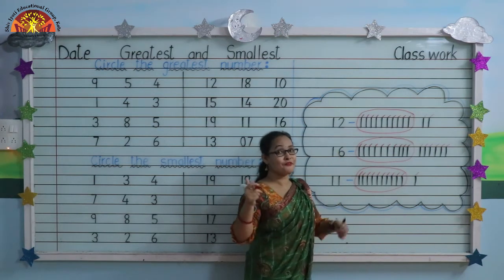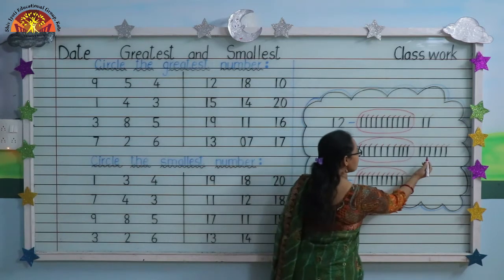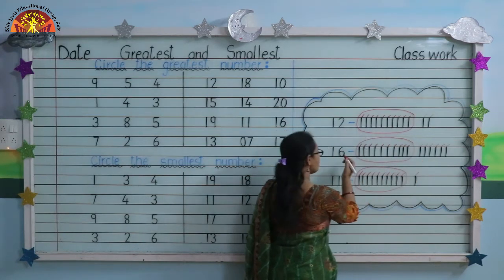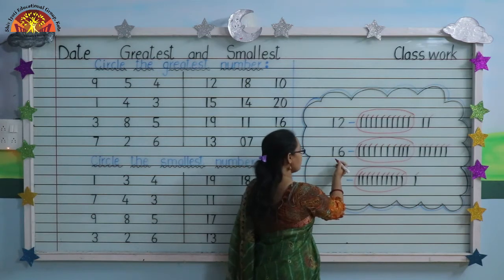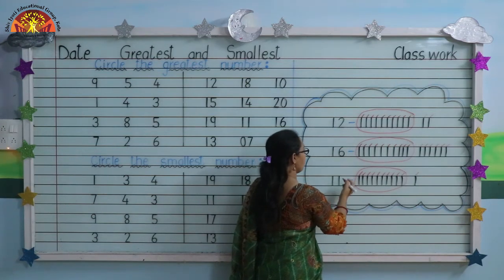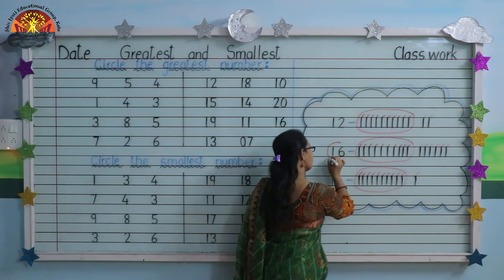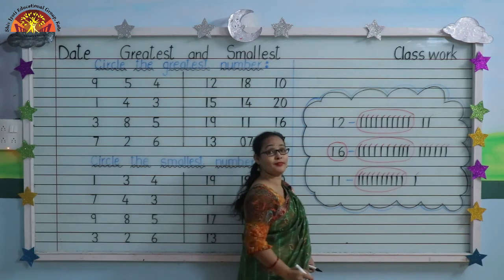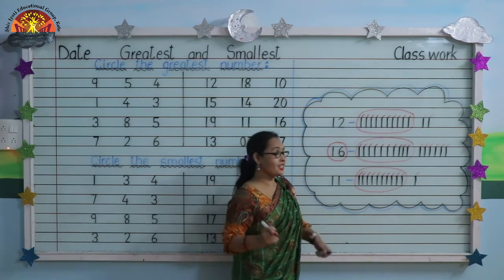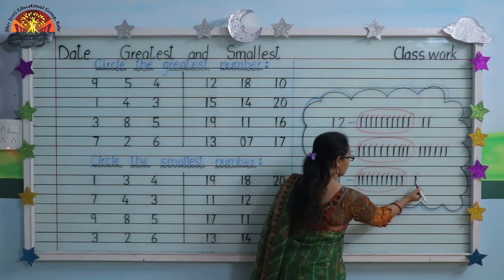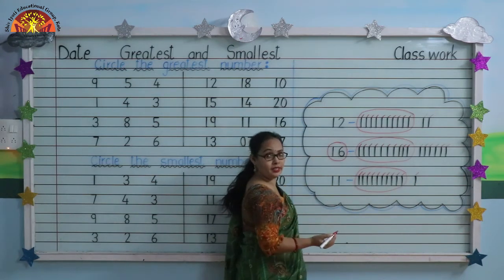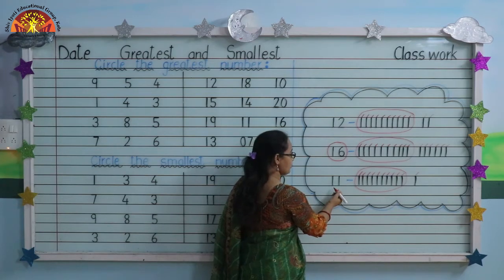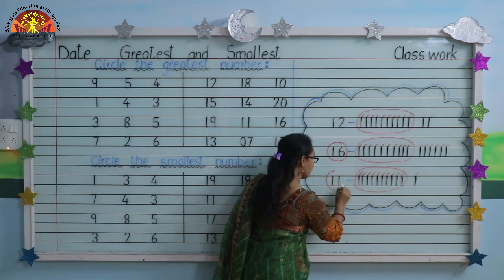Yes kids? Very good, kids. 10 plus 6, 16. Kids, 16 is the greatest number over here. Now I will circle it. Kids, now you tell me which is the smallest number over here. Yes. Very good, kids. 10 plus 1, 11. Kids, 11 is the smallest number over here. So kids, I will circle it like this.